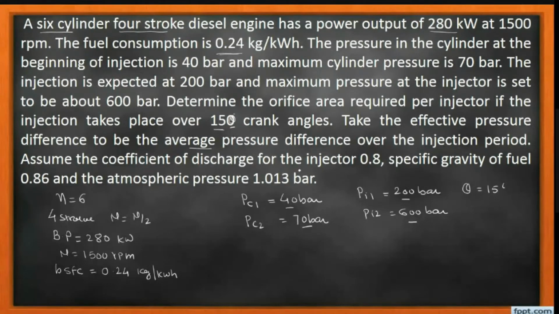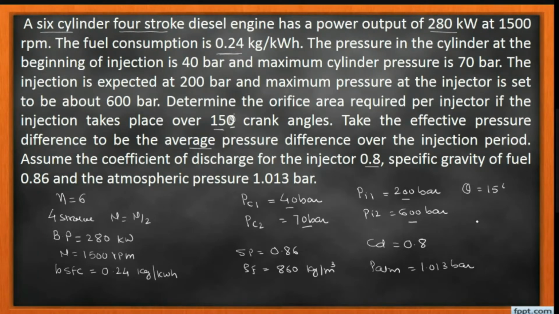Then assume the fuel injector coefficient of discharge is 0.8, meaning CD is given, CD is 0.8. Then the specific gravity of the fuel is 0.86. So the density of fuel is 860 kg per meter cube. And the atmospheric pressure is given, that is 1.013 bar.